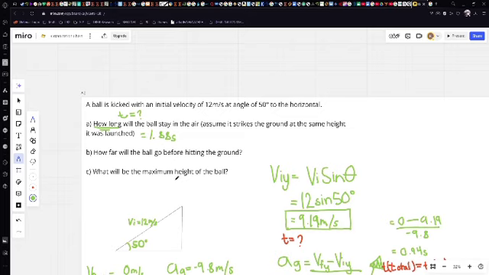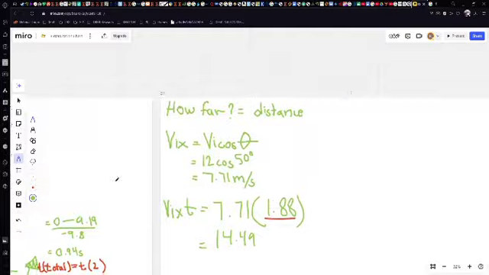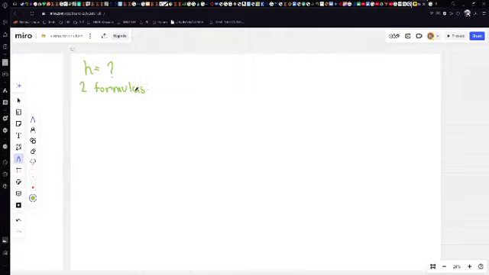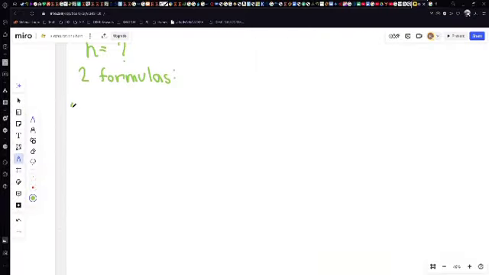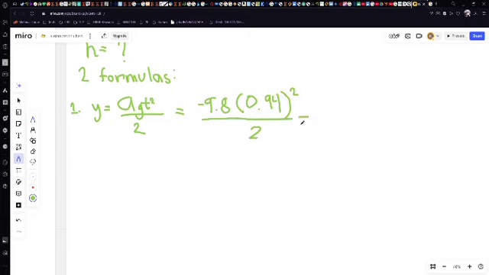So here we are looking for maximum height. In order to look for the maximum height reached by the ball, we can use two formulas. The first one I'll be showing is the shorter version, which is y equals a t squared over 2. Now we just replace our variables. We will get negative 9.8 times 0.94 squared over 2. Then we will get negative 4.33 meters. So notice that it's negative.